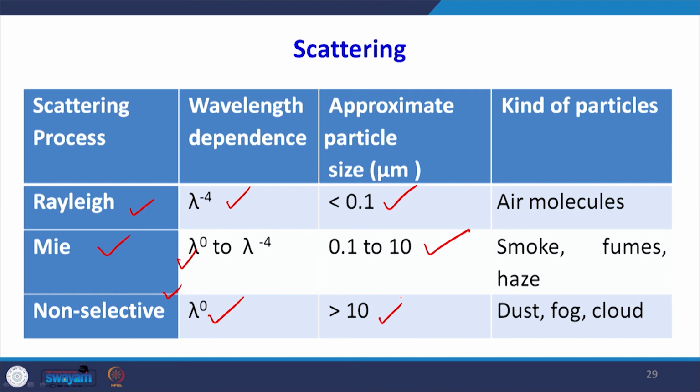So, scattering is very much dependent on the wavelength, on the particle size, on the distance which is travelled, and on the kind of particles present in the atmosphere. Air molecules cause Rayleigh scattering; smoke, fumes and haze cause Mie scattering; and dust, fog and cloud cause non-selective scattering. These scattering processes are also very important, because the reflectance will be low if the scattering is more.